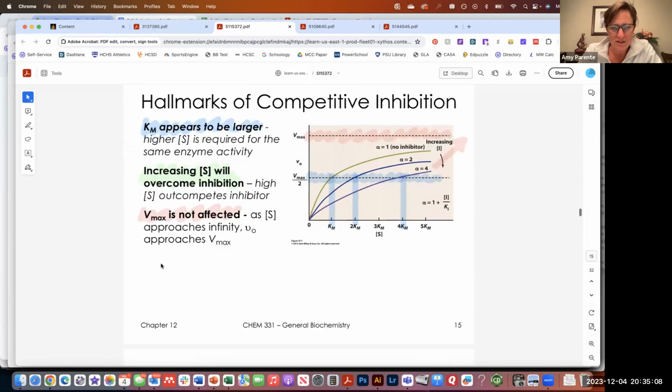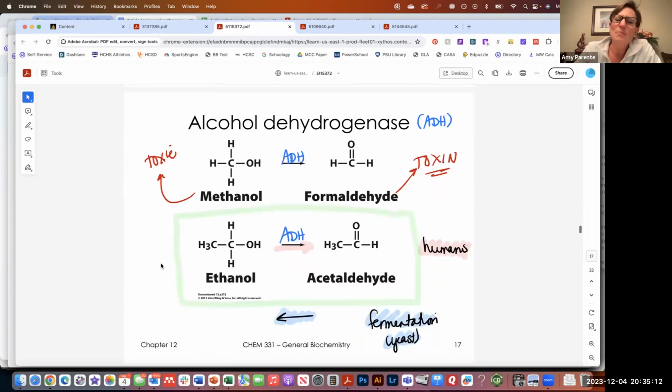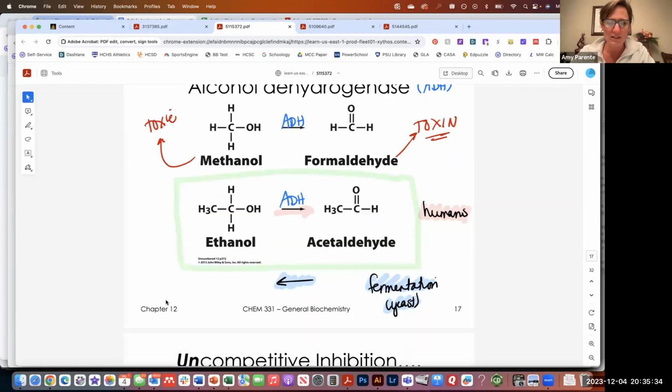I think we've discussed all of these pieces. So again, just a couple of examples of competitive inhibition. Alcohol dehydrogenase activity can use both methanol and ethanol as substrates. We talked about this as an example of competitive inhibition and how you could use an IV of ethanol to treat methanol poisoning.